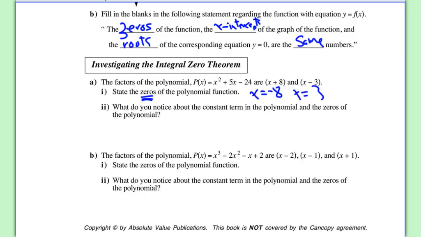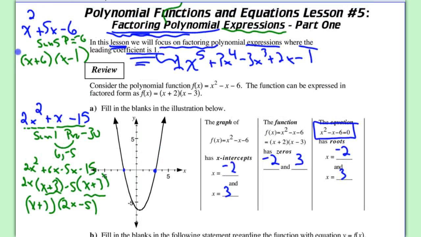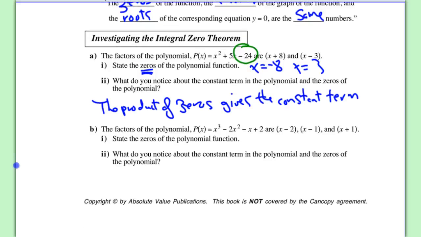What do you notice about those numbers and the constant term at the back? Well, clearly when you multiply those factors together, they go together to make -24. So we might say something like the product of zeros gives the constant term. And that's going to be key to us describing what we need to do to factor big degree polynomials like that x to the 5 up there.